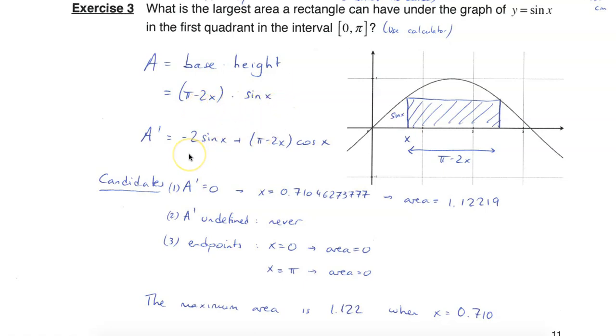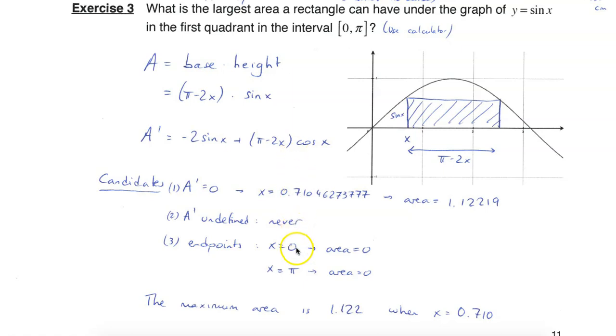So we can find the derivative, and it's a product rule. A prime equals negative 2 times sine x plus pi minus 2x times cosine x. With a calculator, we can search for all candidates. So where is A prime equals 0? We find this value of x. When is A prime undefined? You want to develop your skill at figuring this out. A prime is never undefined because sine x is always defined, and pi minus 2x is always defined as well. So there's no issue here. It's never divided by 0. There are no square roots. There's no tangent function or other functions with asymptotes.